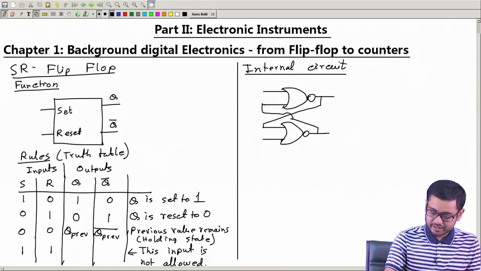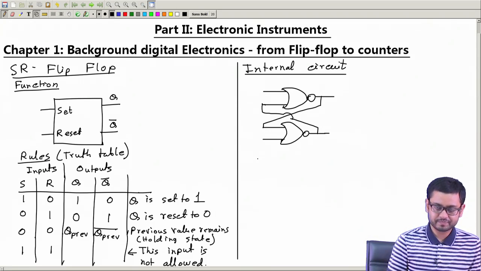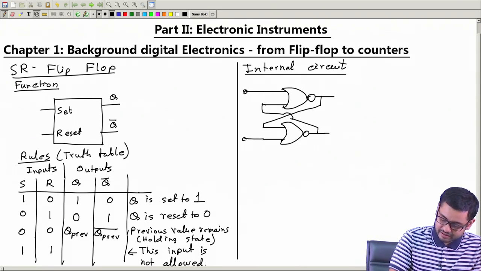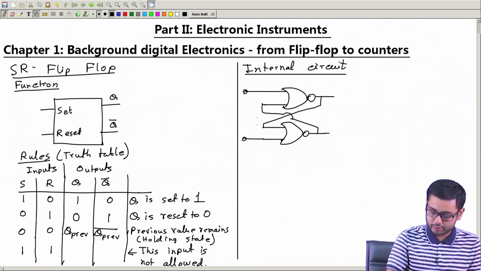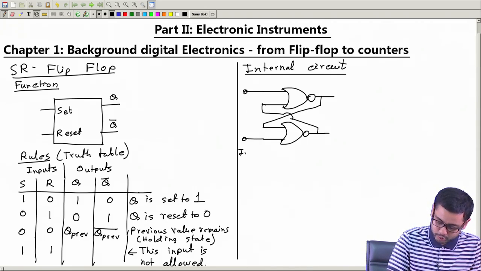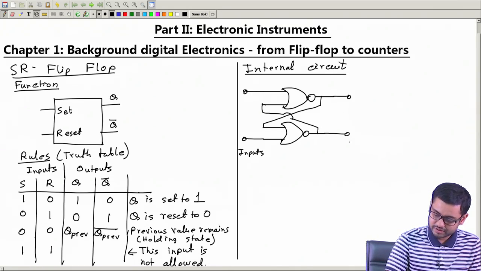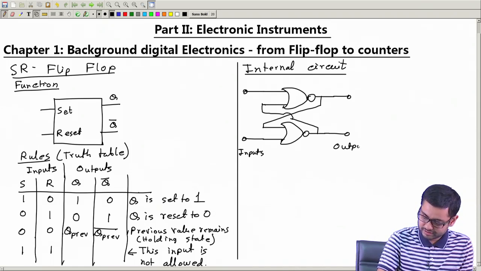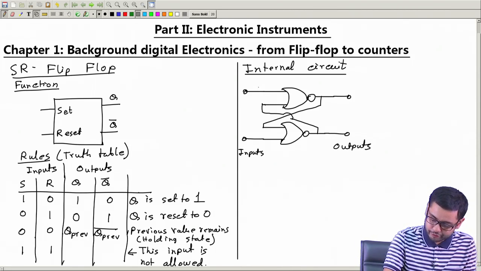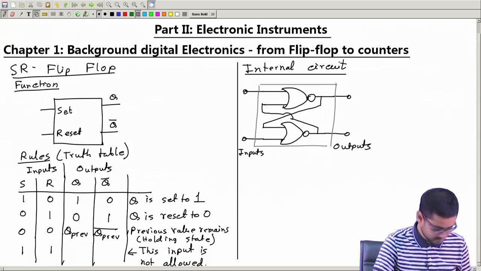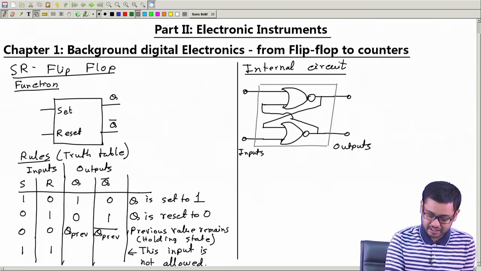Okay. So then there are two more inputs left, and these we will use as the inputs where we can give some values. So these are the final inputs of the circuit, and these two are the outputs. And then I seal everything in a box. Then this is the same as an SR flip flop.